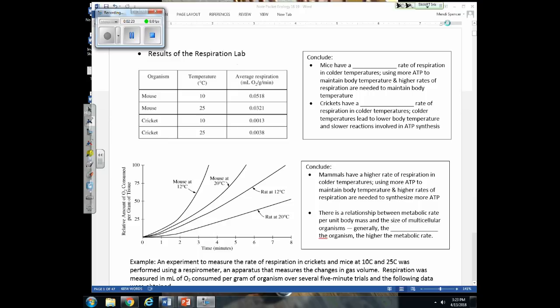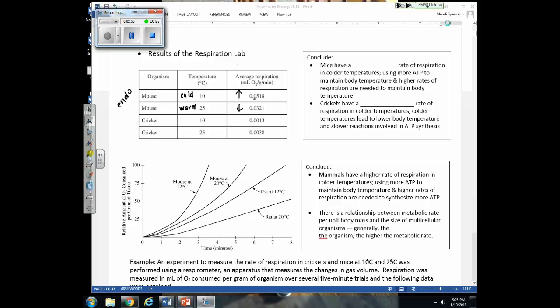Remember that your endotherms, when they are in a colder temperature, they're going to have a higher respiration rate. You can see that this one is higher than down here. This one's lower because this is in a warmer temperature. Organisms that are endotherms are going to shiver in a colder environment, which is going to generate more heat. And to shiver, it takes ATP. So that's why these organisms are taking in more oxygen. It's because they need to make more ATP so that they continue to flex their muscles and generate heat to maintain body temperature.